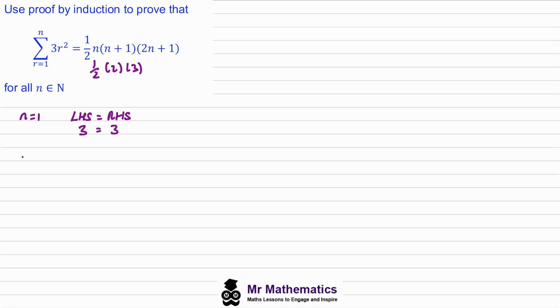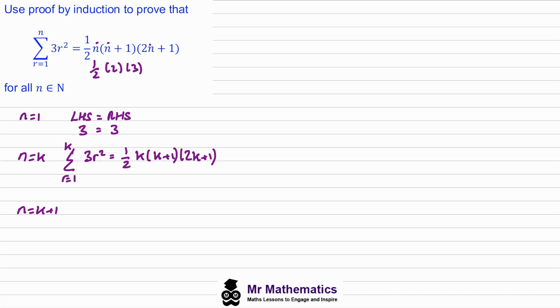So now for our assumption, we need to show that for n equals k, our assumption is that between r equals 1 to k, so I've replaced this one with n equals k, of 3r squared will equal 1 over 2, then we'll replace each of these with k, so we'll have k plus 1 multiplied by 2k plus 1.